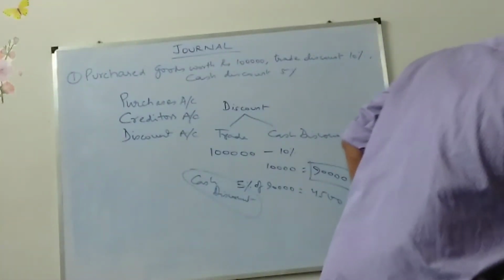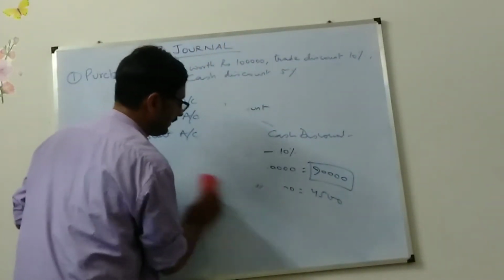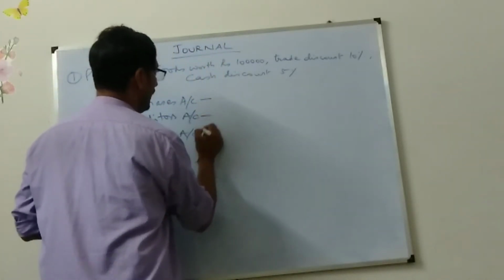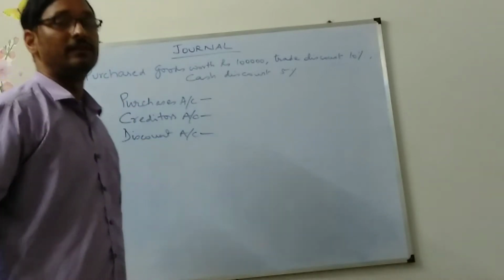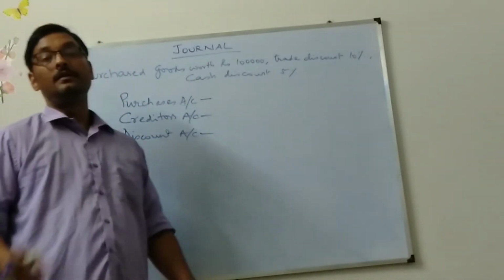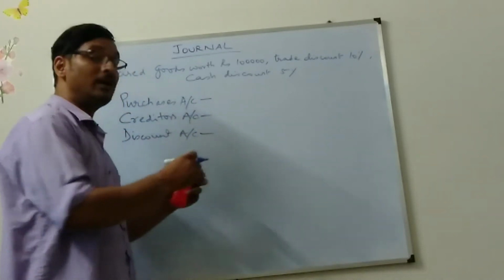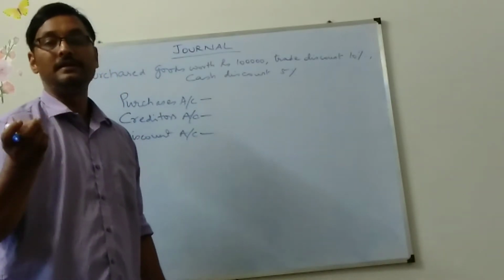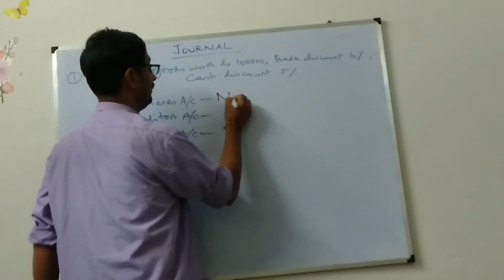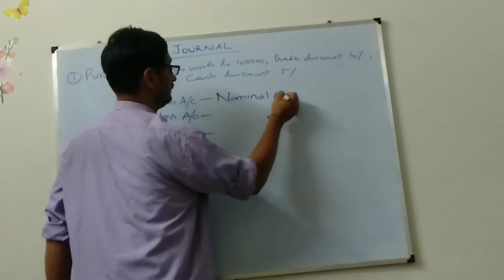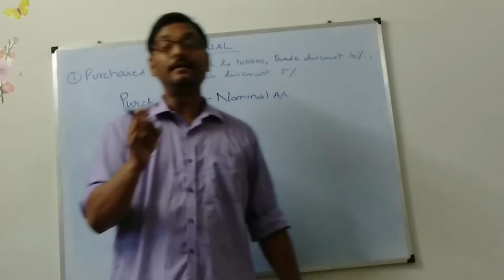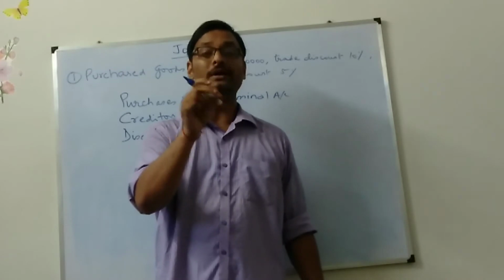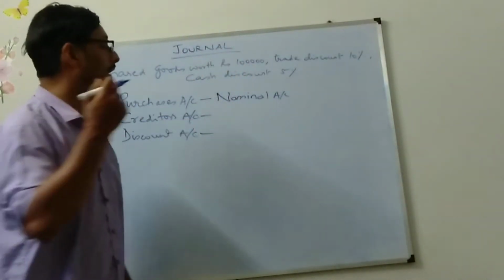Now, you have to segregate it into different accounts. What is purchases account? Purchases account is your nominal account, because when you are spending money for buying something, you are doing expenditure. Expenditure comes under nominal account. Creditors. Creditors are the names of the persons who are supposed to get money from you. So it's the name. Name comes under what? Personal account.